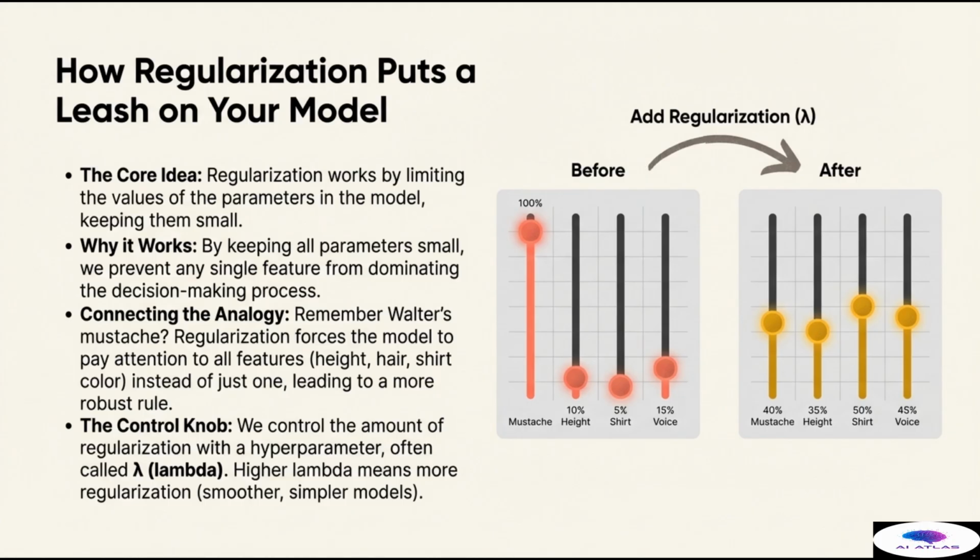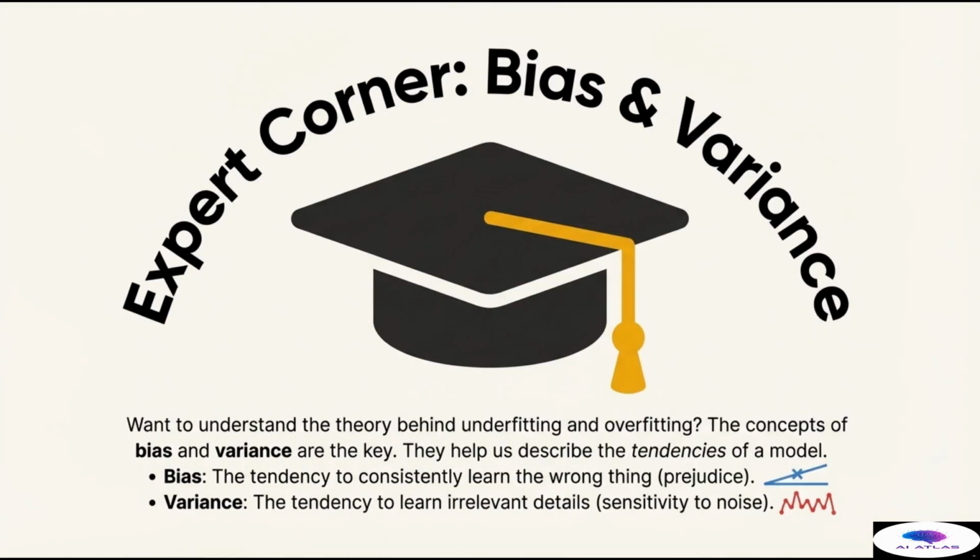The control knob for this entire process is a hyperparameter called lambda. We tune lambda ourselves. A higher lambda value means we are applying a stronger penalty, forcing the model to be simpler and smoother, thus providing more regularization. To truly master the just right model, we must turn to the underlying theory, the bias-variance trade-off. These concepts are the theoretical backbone of underfitting and overfitting, helping us describe the fundamental tendencies of any model.